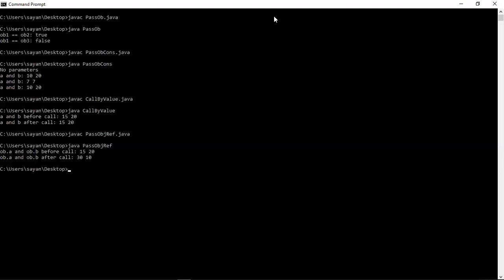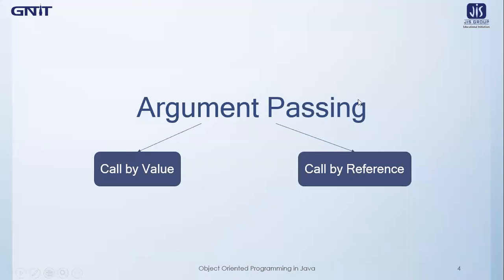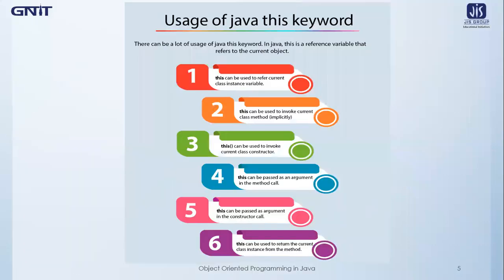Now let's go back to the concept of this keyword. We have already learned some uses of this keyword. The first use is this can be used to refer to the current class instance variable, that we have already discussed. This can be used to invoke the current class method, that we have already discussed. This can be used to invoke the current class constructor, that has been discussed in constructor chaining. This can be passed as an argument in the method call. So let us discuss how this can be passed as an argument in the method call.